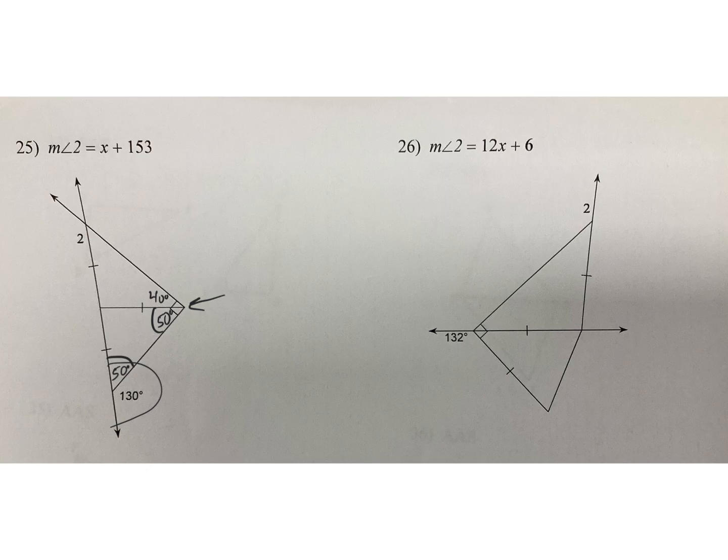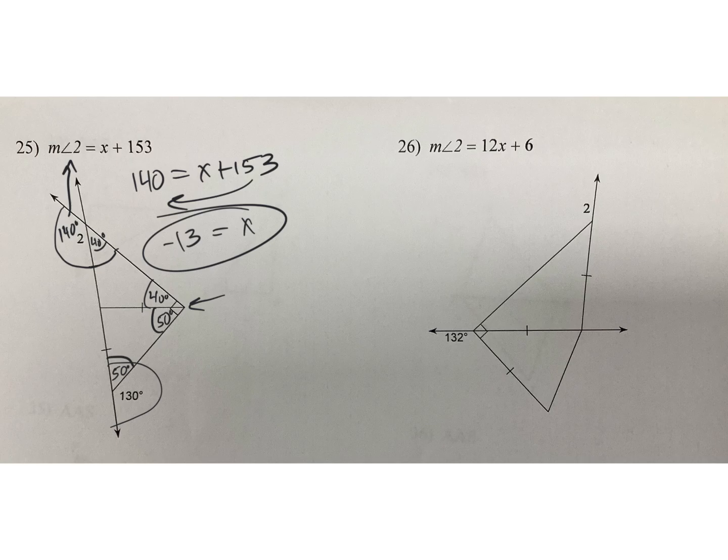degrees. And we see we have another isosceles triangle again. So these two angles are the same. So this is 40. And we see with the angle 2, we have a half circle. Half circles are 180 degrees. So 180 minus 40 leaves 140 degrees for angle 2. Now you substitute it into the equation. 140 equals x plus 153. Subtract the 153, x is negative 13. Please circle your answers. Number 26, again, identify your isosceles triangle and the angles that are the same.